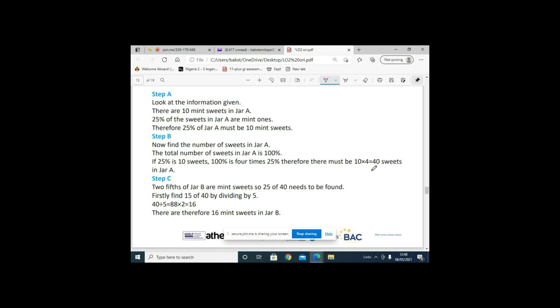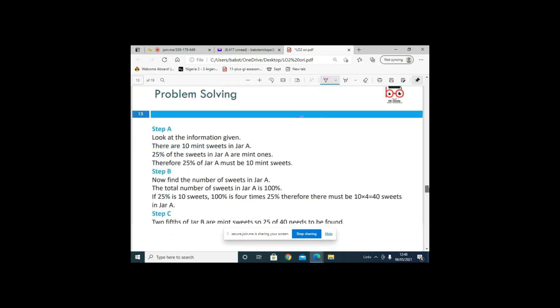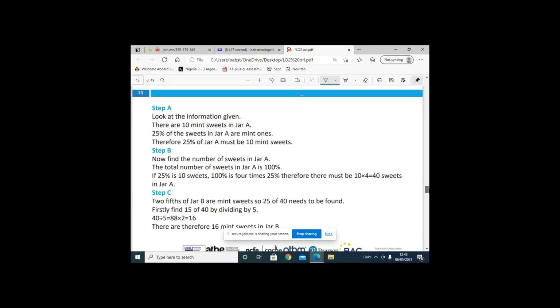There are 40 mints there because the information given here says there are 10 mints in jar A. How many mints are in jar B? Together they contain the same number of sweets in total. So if it contains the same number of sweets in total, and you know that in jar A there are 40 sweets, I'm telling you now that 2/5 of jar B are mints. So you find 2/5 of 40. So what is 2/5 of 40?